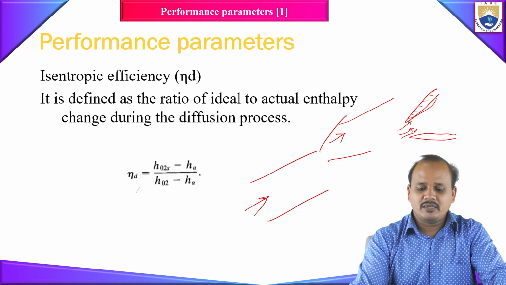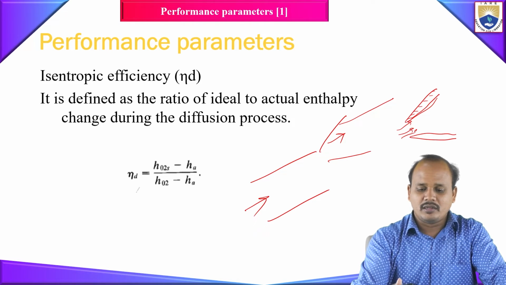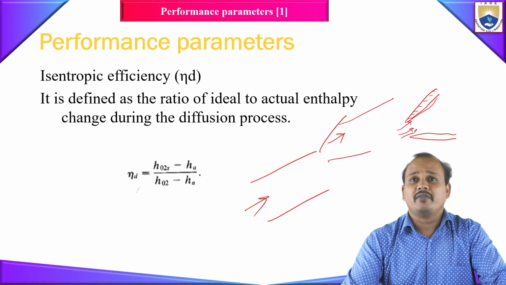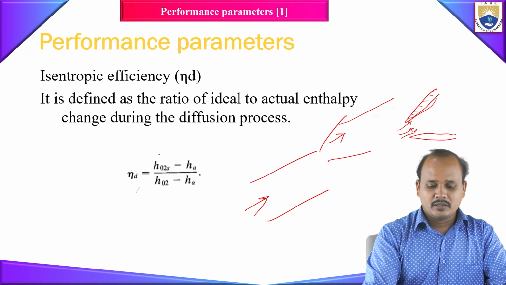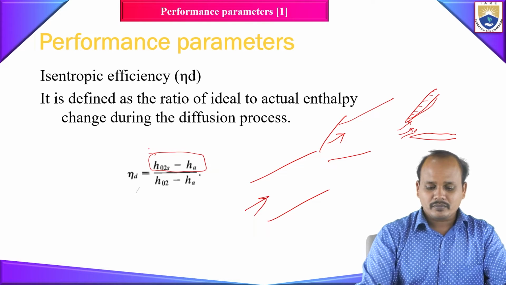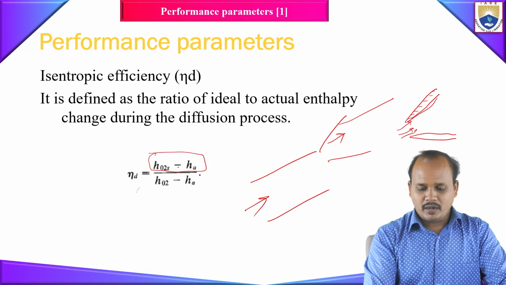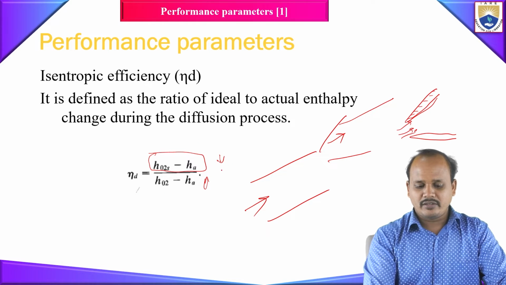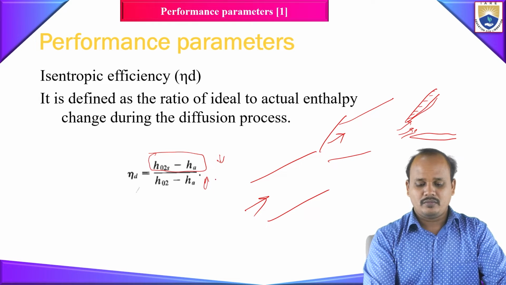So the ratio of the enthalpy change during your ideal process divided by the enthalpy change during your actual process, what we call the isentropic efficiency. So the enthalpy change during your ideal process is going to be less than the enthalpy change during your actual process. So the isentropic efficiency is always going to be less than 1.